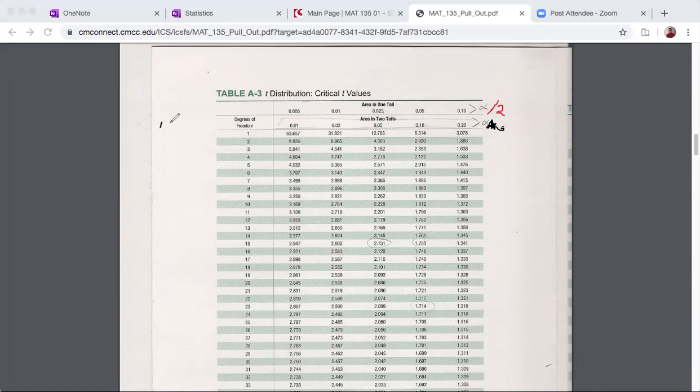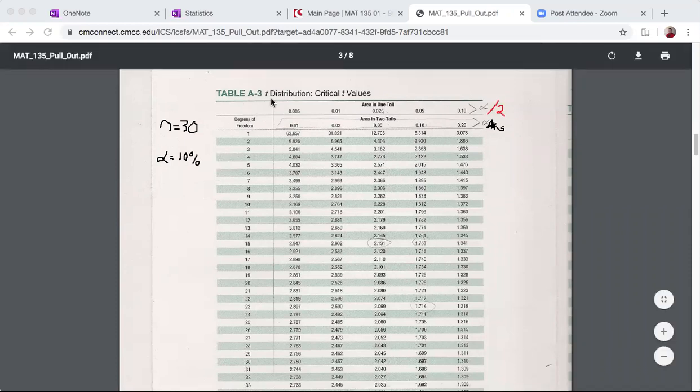So say we have a sample where n is 30, and my alpha is 10%. How do we read this chart?